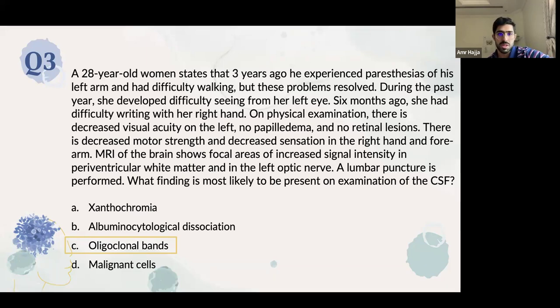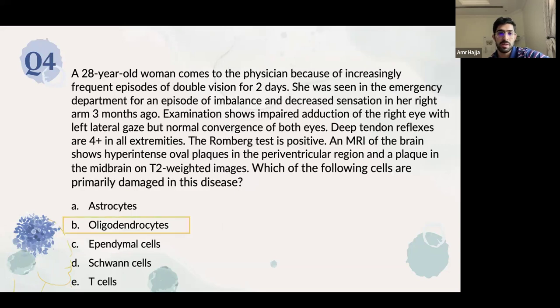This is for question 3. For question 4, here we have the same kind of question stem, which is basically double vision for 2 days, episodes of imbalance, decreased sensation 3 months ago. Then they said the MRI showed hyperintense oval plaques in the periventricular region. So which of the following cells are primarily damaged in this disease?